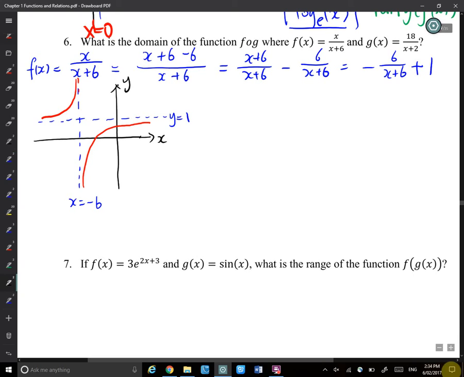For g(x), where are the asymptotes? x equals negative 2. Okay, not 2, negative 2. And y equals 0. Okay, x equals negative 2 is here.